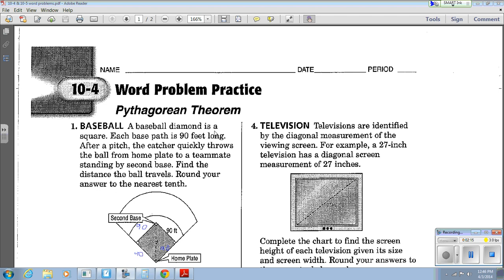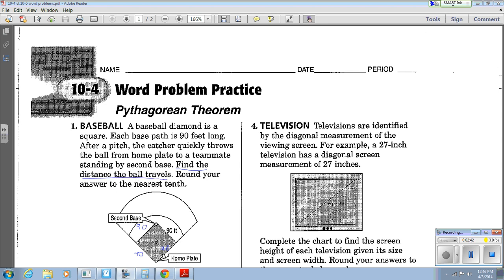So what do we do with all those numbers? Well, let's take a look here. Go back to the beginning of the problem. Each base path is 90 feet long. After a pitch, the catcher quickly throws the ball from home plate to a teammate standing by second base, which you saw. Find the distance the ball travels. Round your answer to the nearest tenth. All right, so this is what we've got to find: the distance the ball travels.